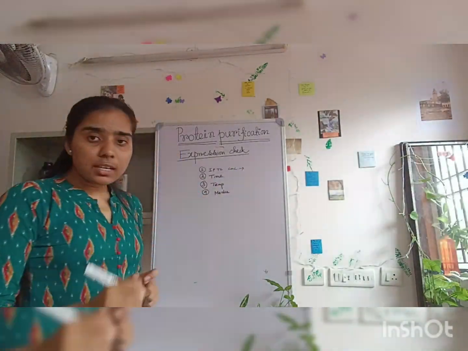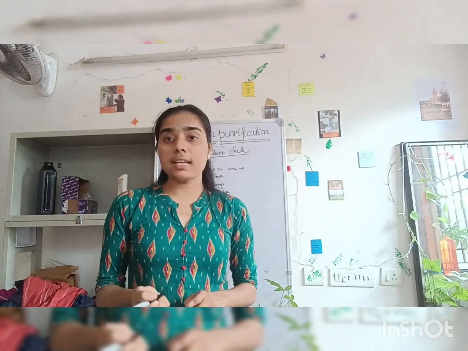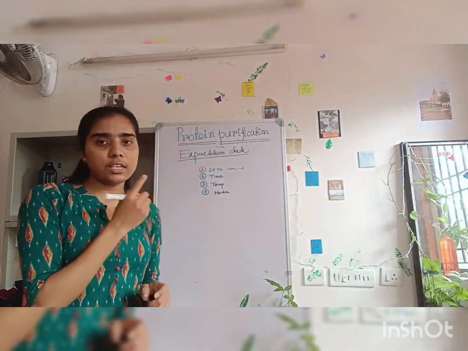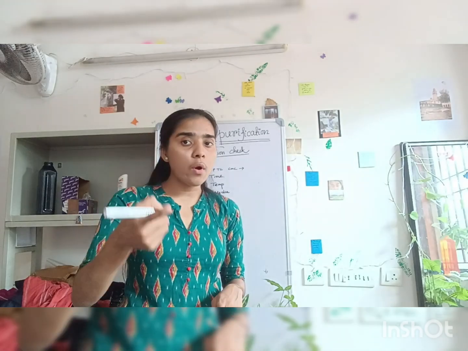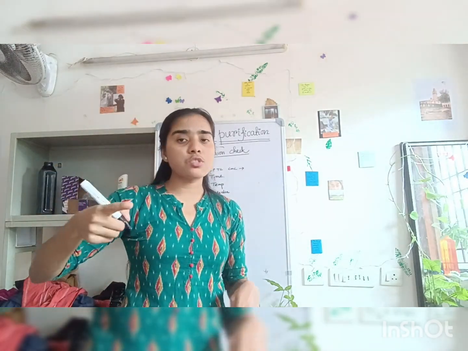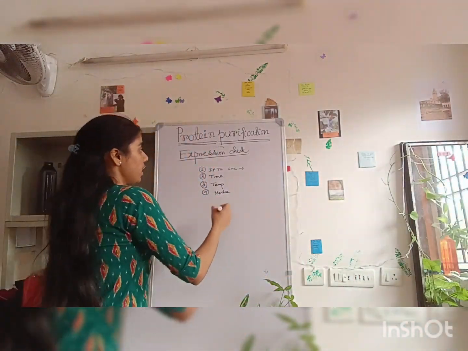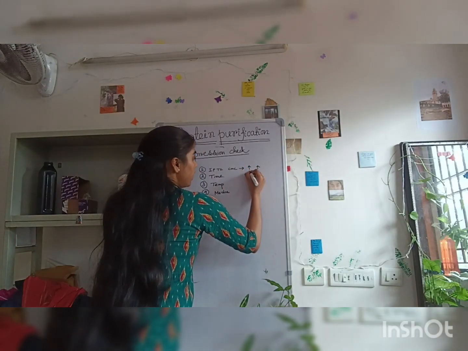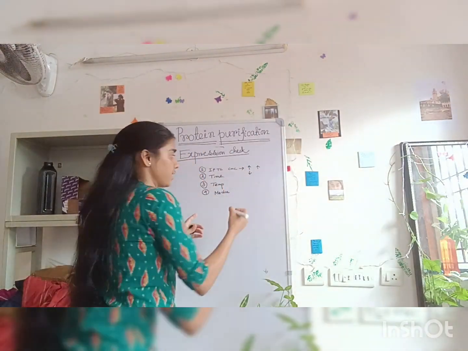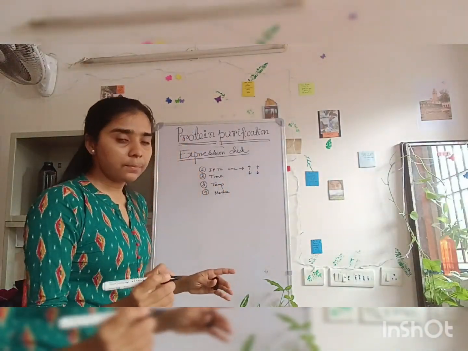If we increase the IPTG concentration, you will see an increase in the protein production, because as I told you, increasing the IPTG concentration increases the production of RNA polymerase, which goes and sits on the promoter and gives rise to more protein, right? So if we increase the IPTG concentration, our protein production will increase, and if we decrease it, the protein production will decrease, right?